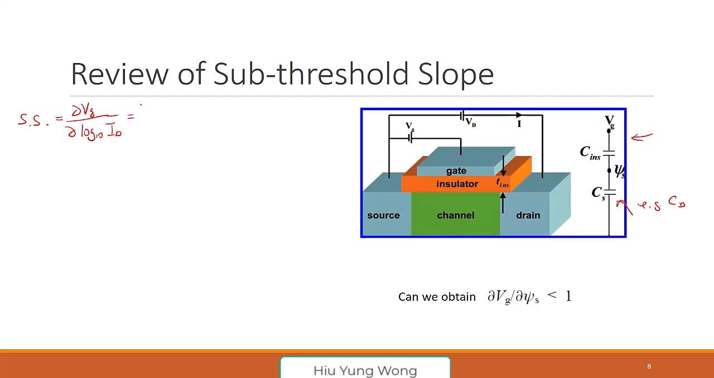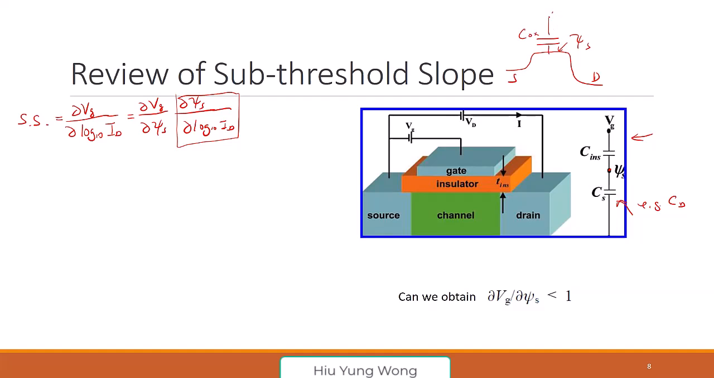If you look at this device, you see partial VG can be represented as partial psi S over partial psi S, partial log 10 ID. Some of you may say, hey, you taught me this before. We did that before. This is just a review. Now, what is the relationship between psi S and log 10 ID? Psi S is the surface potential. We're talking about this one. This is psi S. This is source. This is drain. And then you have this capacitor, Cox, connect to VG. But this psi S further connect to 0 through CS. Remember this?